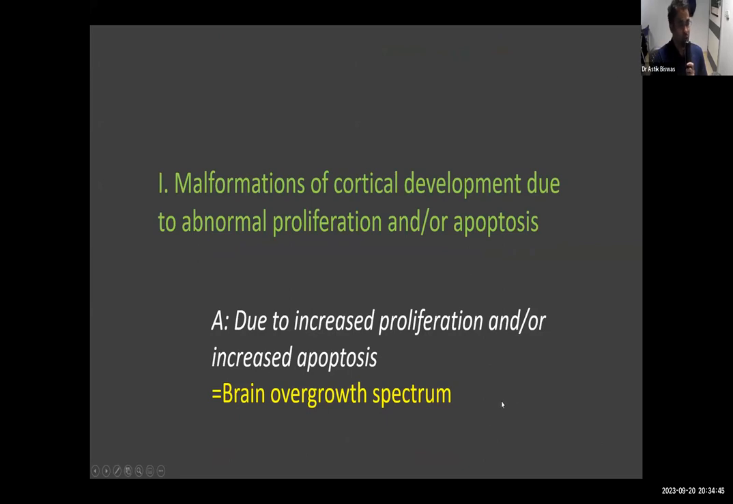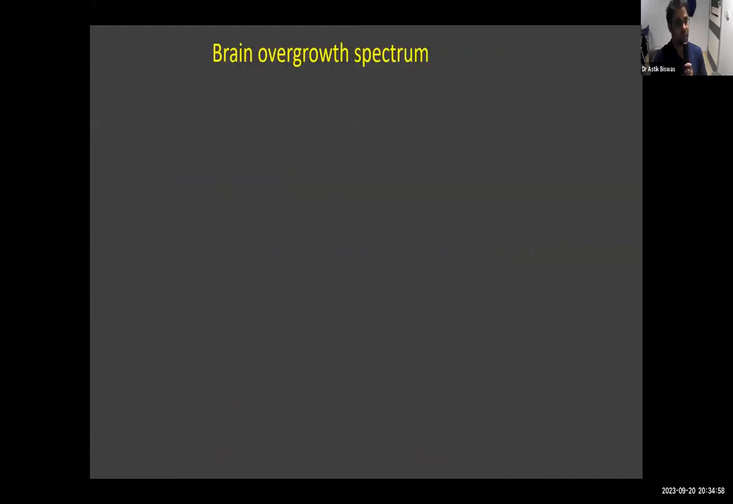So moving on now to disorders due to increased proliferation or, this should read decreased apoptosis, not increased apoptosis. So these are the brain overgrowth spectrum disorders. As a simplification, brain overgrowth spectrum essentially means there's an increase of brain parenchymal volume. This can be focal or diffuse. It can be associated with either a normal cortex, abnormal sulcation, or they can be frank dysplasia.